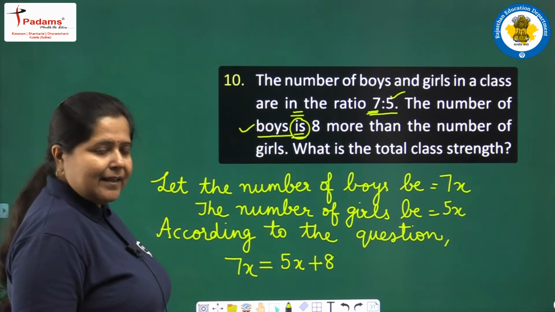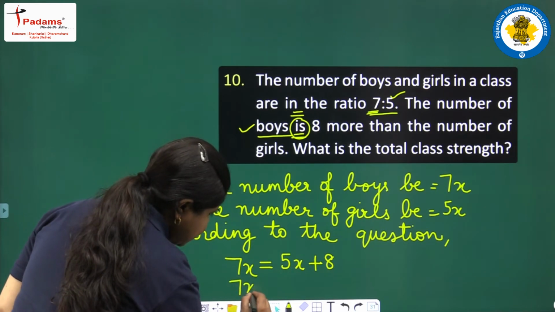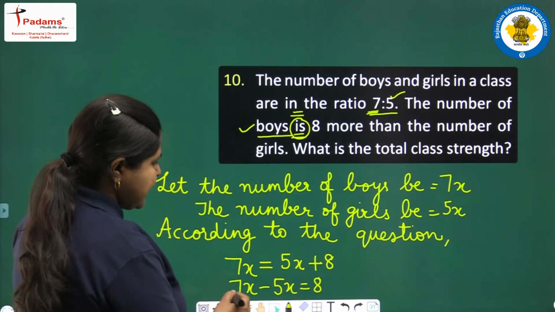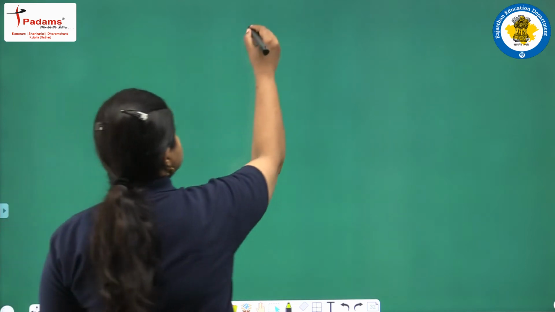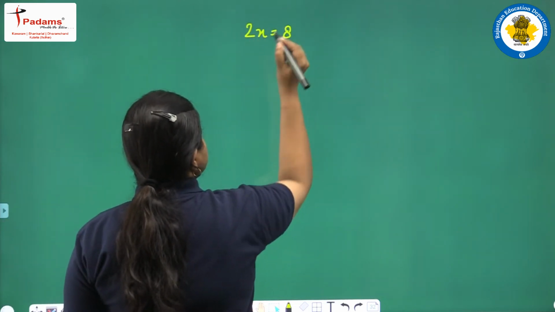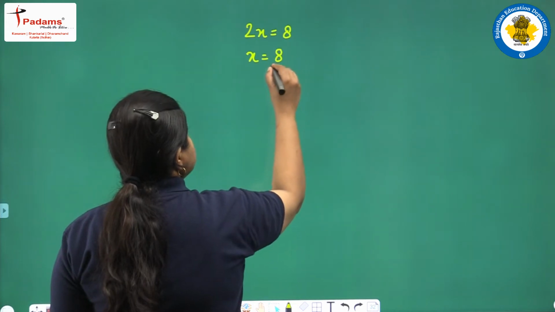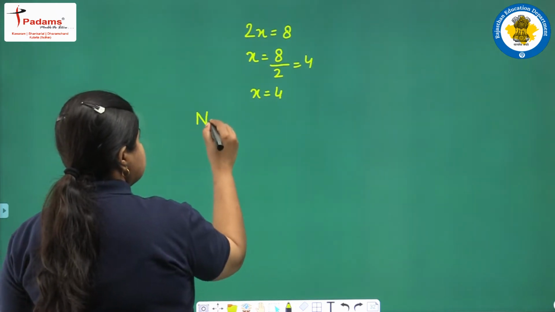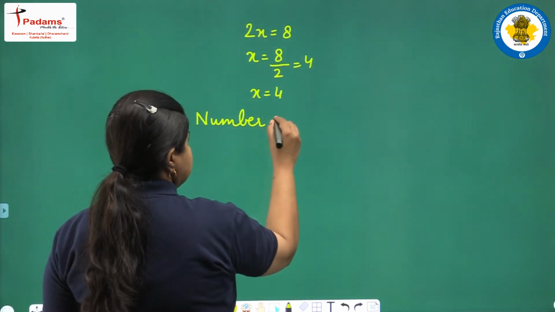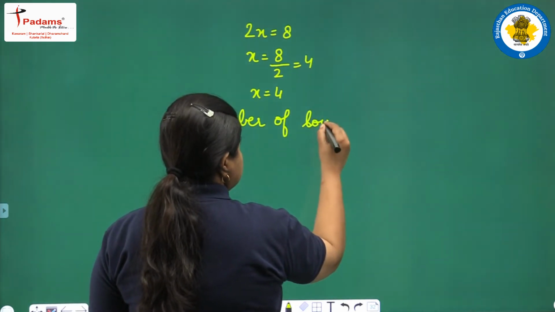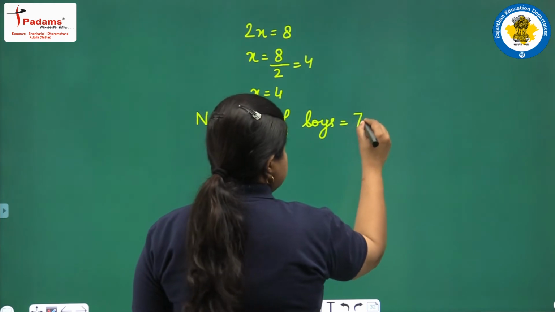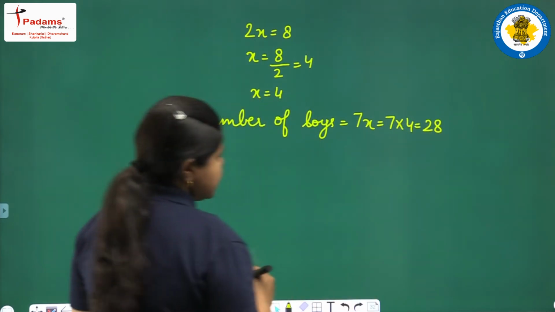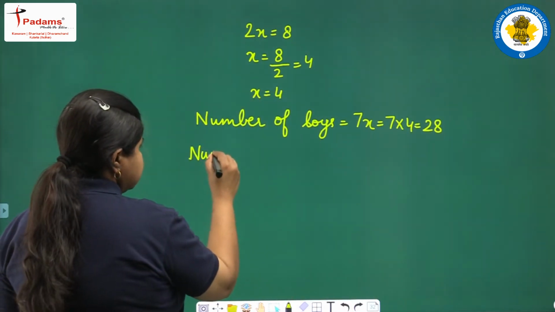Next we will solve it again. Simply take this 5x to the left hand side. It will become minus 5x. This will give us 7x minus 5x, this is 2x equal to 8, and x is equal to 8 upon 2 equal to 4. So, x is 4. Now, we need to write the number of boys. It was 7x. So, 7 into 4 equal to 28 boys, and the number of girls.